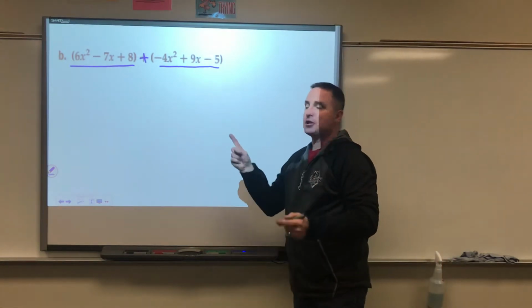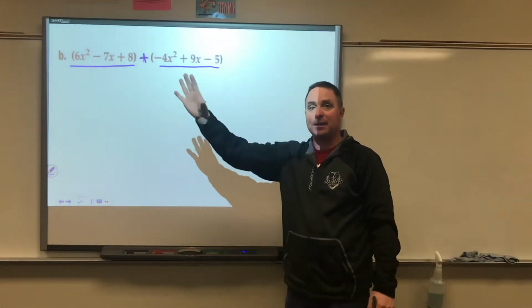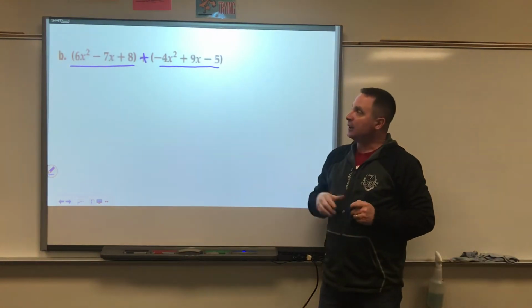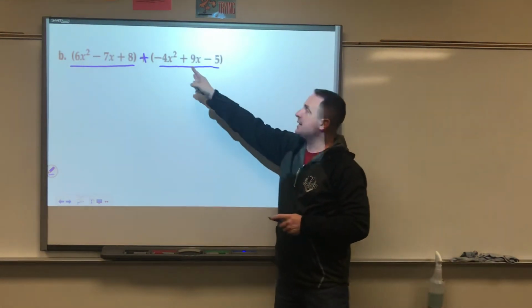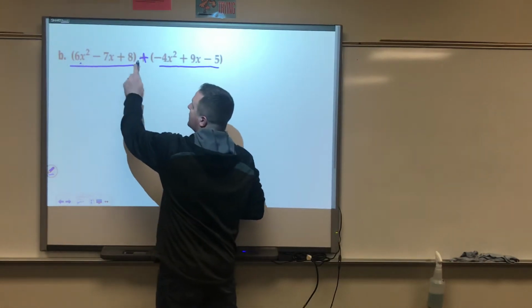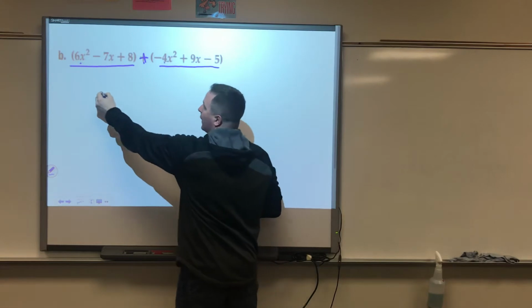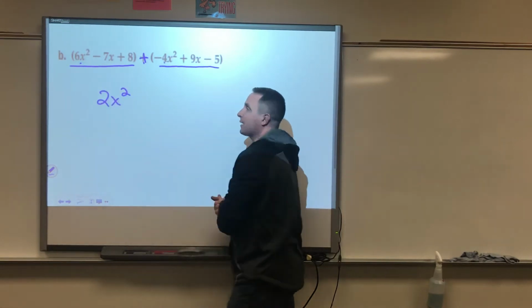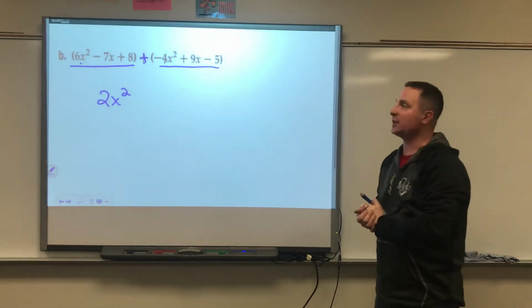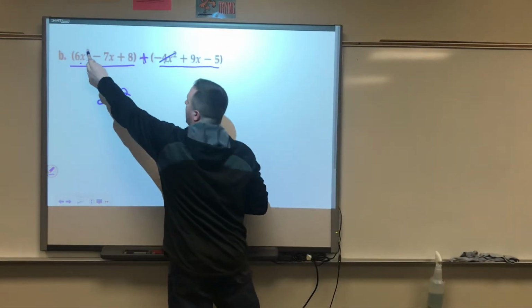Okay? And like I mentioned earlier, we usually like to write our answer from biggest exponent to smallest exponent, what's called standard form. So when I look at those exponents, the largest exponent I see is a 2. They're both x squareds. Well, let's add them. 6x squared plus negative 4x squared is 2x squared. And notice the exponents didn't change. We're just counting how many x squareds there are. If I want to, I can cross them off.